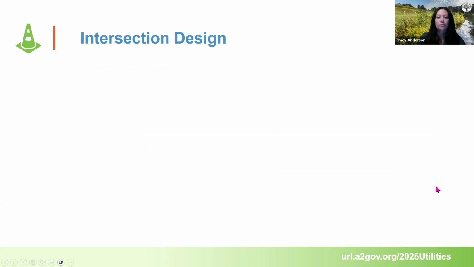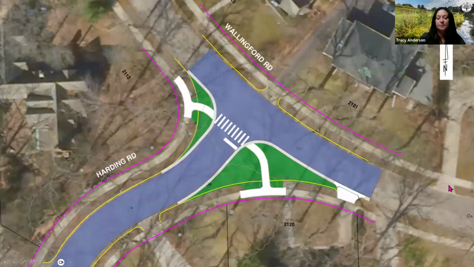So now I will go over the intersection design. This is a quick graphic of the new design. The yellow line is the existing curb line that's out there now. The white line, can you see my mouse?